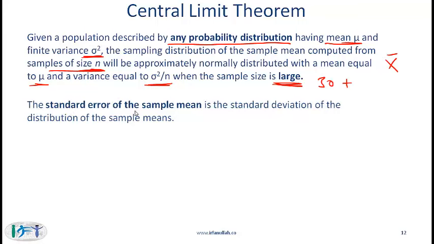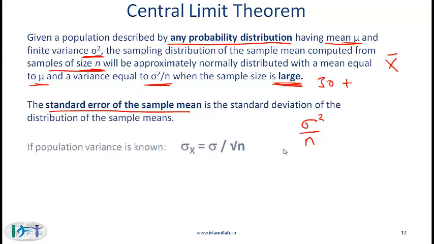The standard error of the sample mean is the standard deviation of the distribution of the sample means. So here is a new piece of terminology, but the concept is straightforward. We just said that the variance of the distribution of x bar is sigma squared over n. The standard deviation, which is simply the square root of this expression, is essentially sigma over root n. That is the standard error of the sample mean.